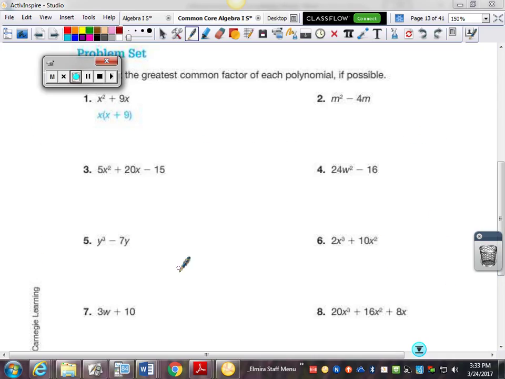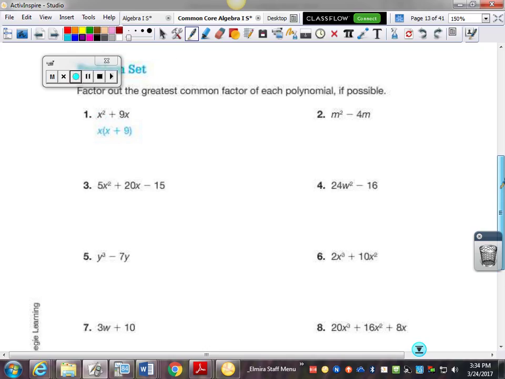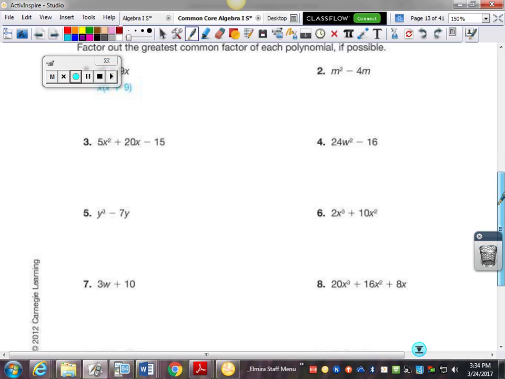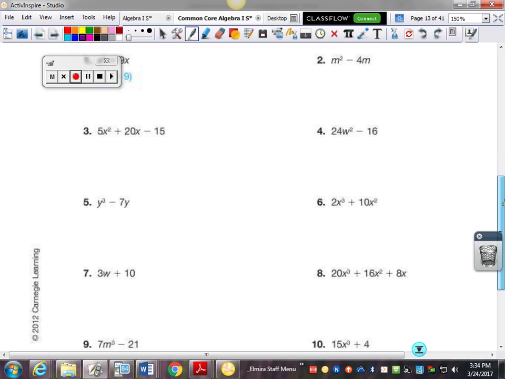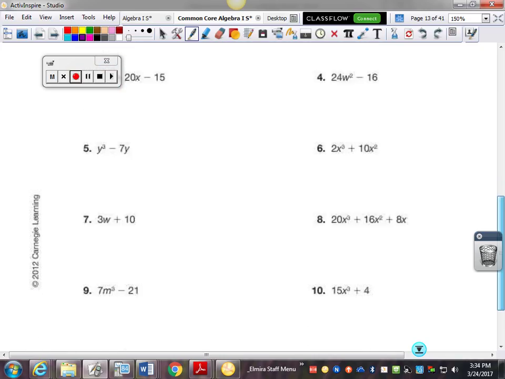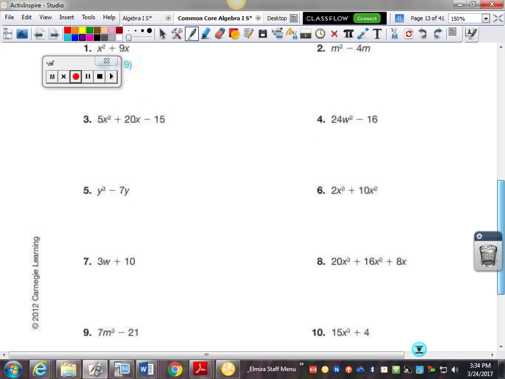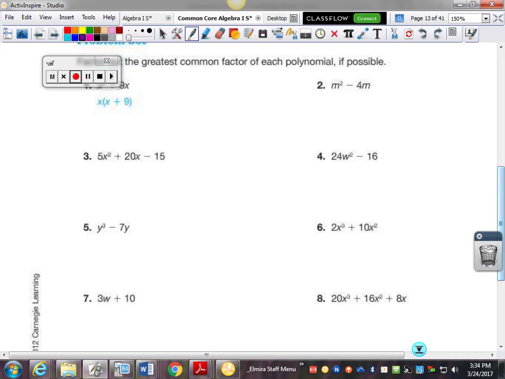In your homework, in 1 through 10, you're just being asked to factor out the greatest common factor from each problem. That's what we did on that other worksheet that I sent home. Some of them won't factor. And if it doesn't factor, just write does not factor. I can see 2 right off the bat that don't factor. There may be more.